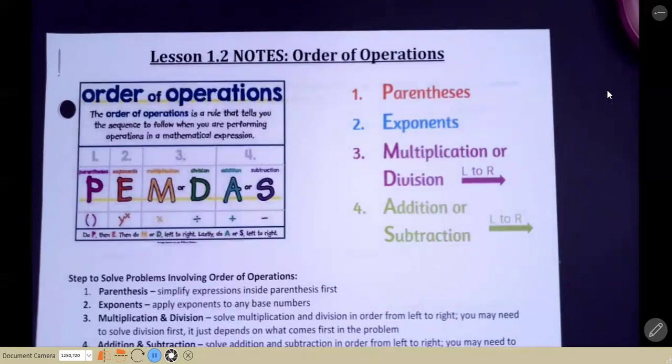So you always want to do what's inside parentheses first. And then you're going to do exponents. If you have exponents inside your parentheses, you do the exponent inside your parentheses first. And then you do multiplication or division, depending on which comes first. You always move from left to right. So if division comes first, you're going to do your division first. If multiplication comes first, you do your multiplication first. And the same for addition or subtraction in order from left to right.